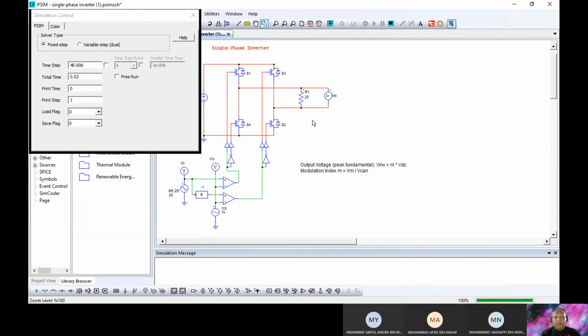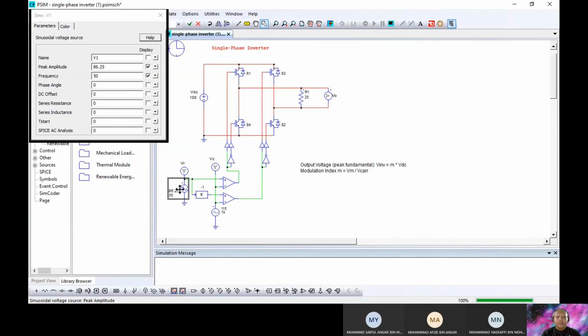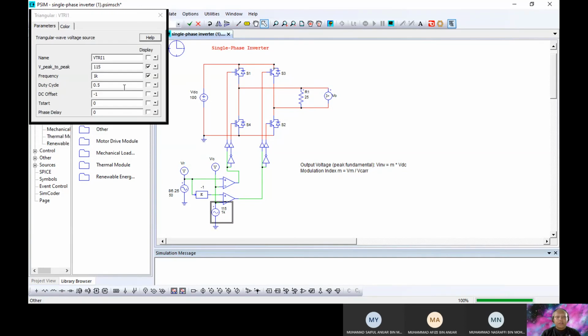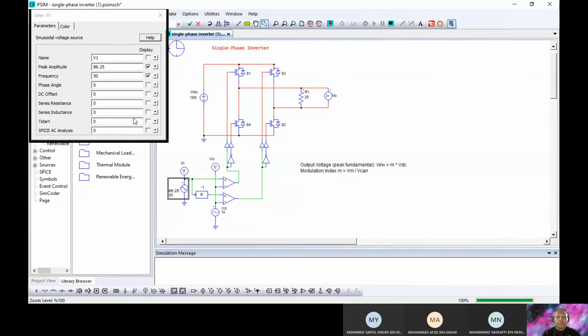From that you get 150 volts for VC with 1 kilohertz of frequency, and VR is 86.25 volts with 50 hertz frequency. Next, I pass to Muhammad Afizi for the simulation results.